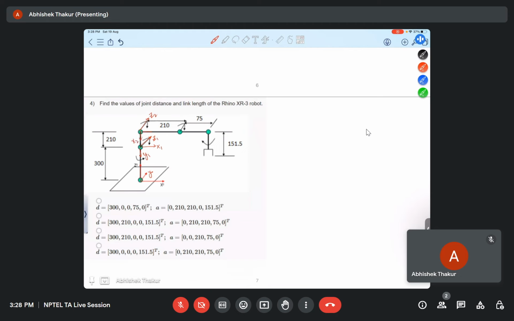So if you take x2 in this direction, then let's suppose this is our x, y, and z. So in this case, x is this.